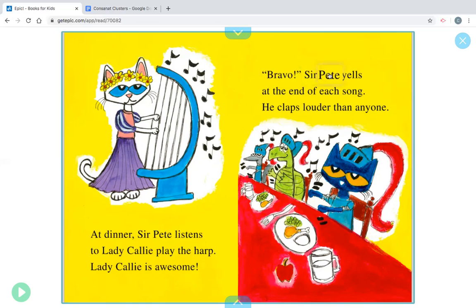Bravo! Sir Pete yells at the end of each song. He claps louder than anyone. Where's the consonant cluster here? I see one. And it's the Bravo. Bravo starts with a B and an R. Bravo. So far, we have 2 words in this story that have the consonant cluster BR. All right, let's keep going.